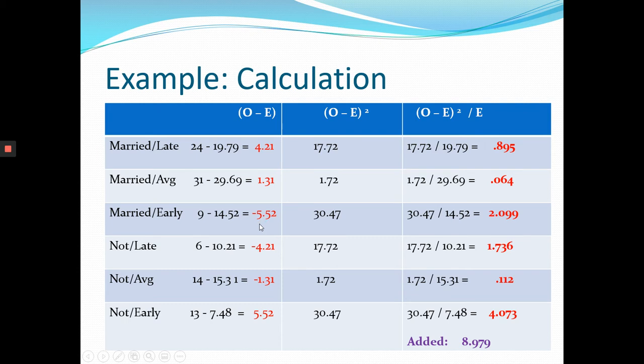So 5.52 times 5.52 is 30.47. And so now we take that value, O minus E squared, which is right here, divided by E. 30.47, and we divide it by E, E is right here, 14.52. So the value for this term is 2.099. Then we do the same thing for the next row.